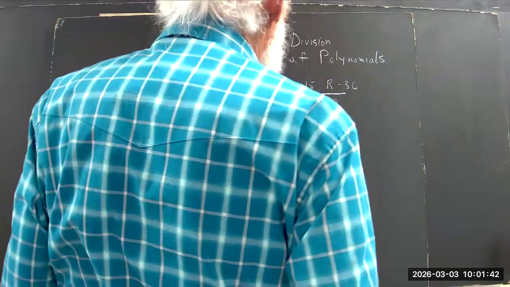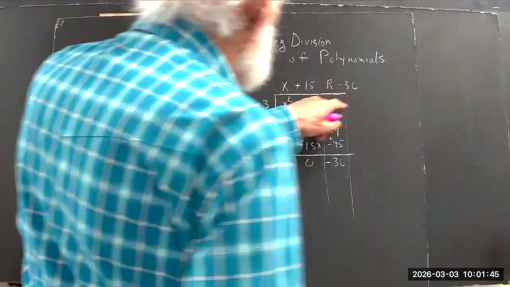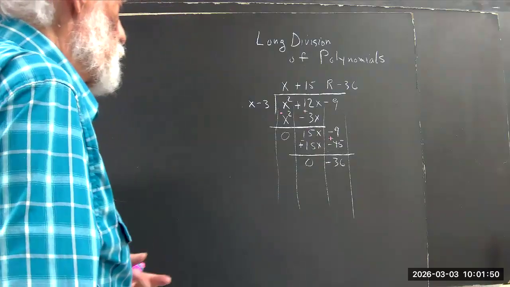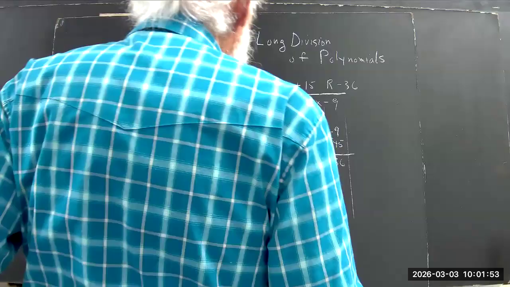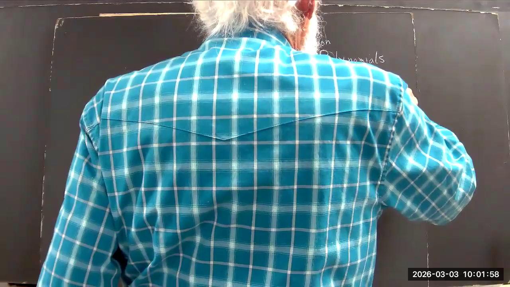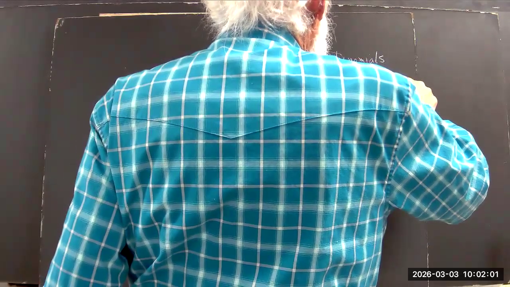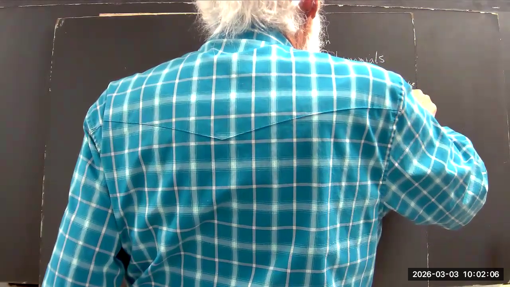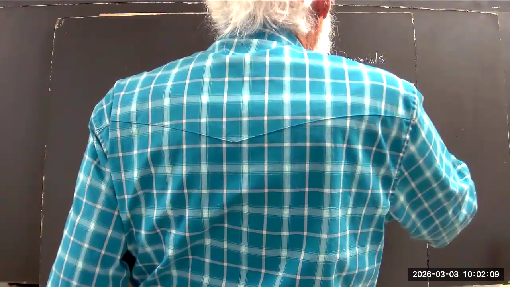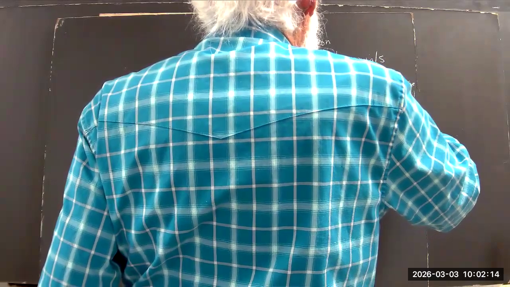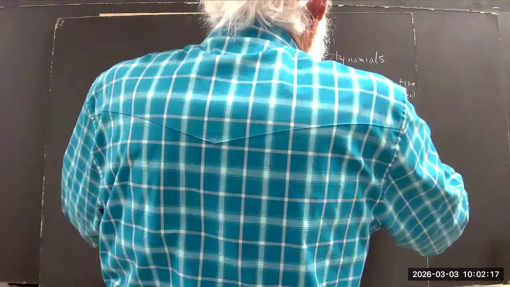Instead of writing remainder negative 36, of course, we could write minus 36 over x minus 3, just by analogy with long division learned in 5th grade. So we could say that the alternative form of the quotient.